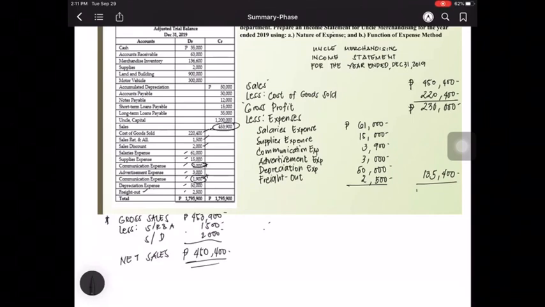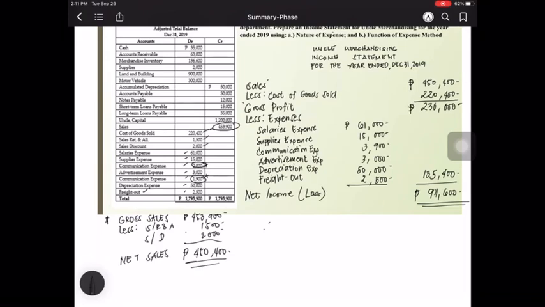135,400. Okay, so we are now ready to compare the amount of the gross profit from the total expenses to determine whether the result of the operations resulted to a net income or a net loss here. So to do so, that would be 230,000 minus 135,400. So we have a net income amounting to 94,600 pesos. As easy as that. Okay, so that is for the nature of expense.